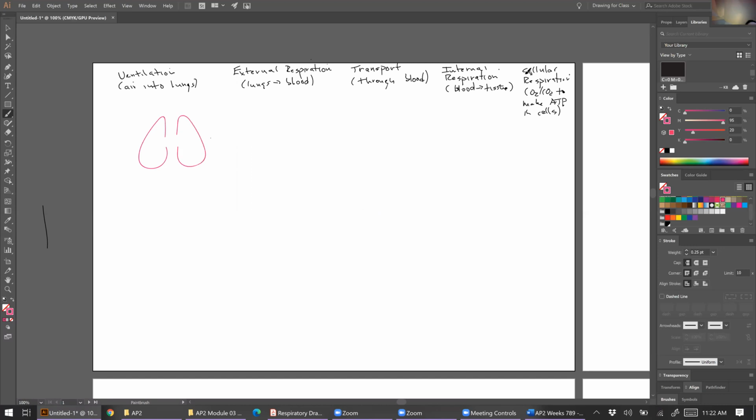So I'm trying to draw lungs, and we're gonna put some airways in here. Obviously, it doesn't have to be a great drawing. And then we'll draw some alveoli. And again, those will be in pink. So those are going to be your air sacs.